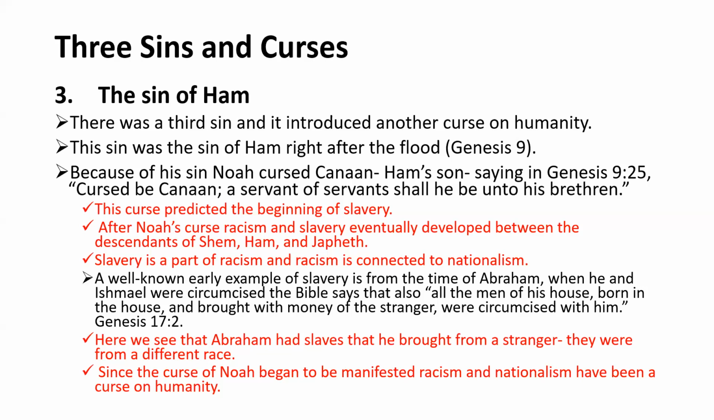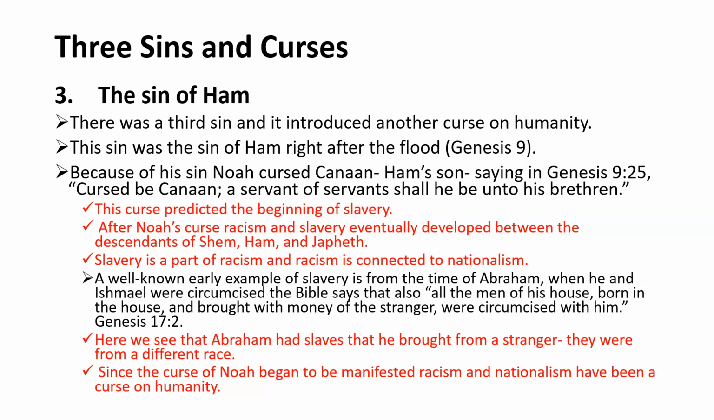Slavery is part of racism, and racism is connected to nationalism. Let me explain this part. If somebody takes one person to be their slave, it means they are saying your race is just below mine. Because of that, the race that is enslaving the other is taking itself to be a superior nationality than the others. So slavery, racism, and nationalism are one and the same thing. You can't separate them. They're intertwined within each other.